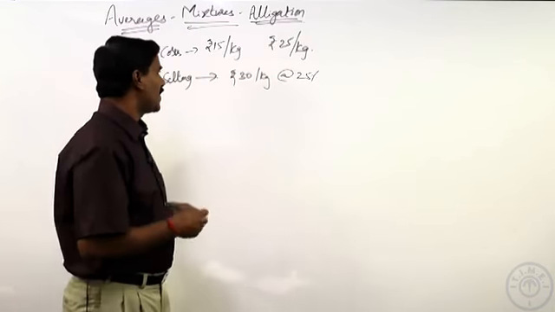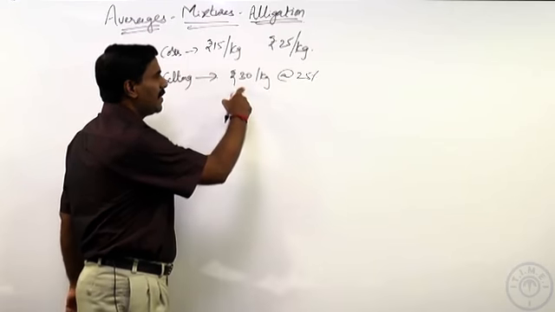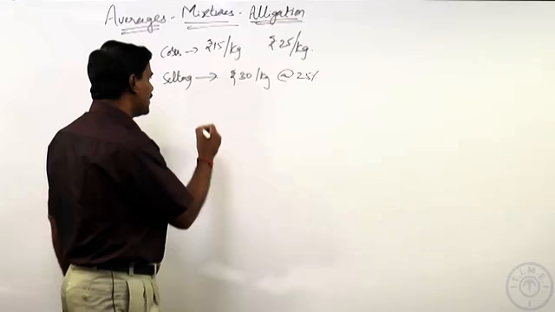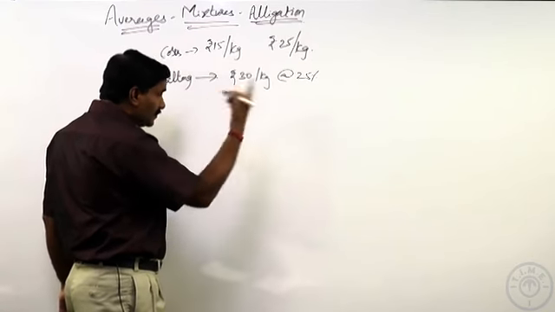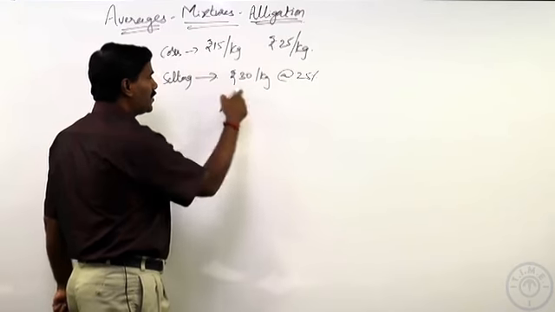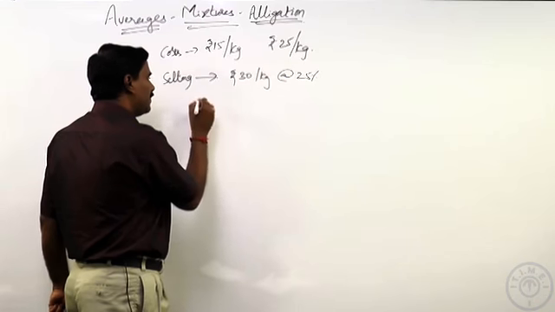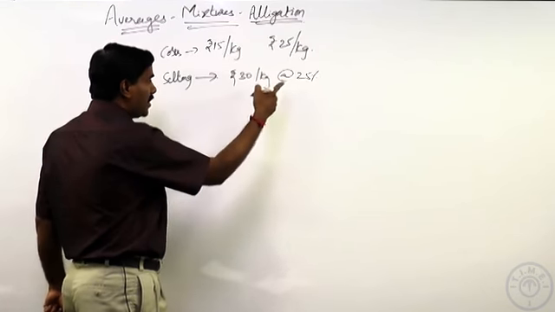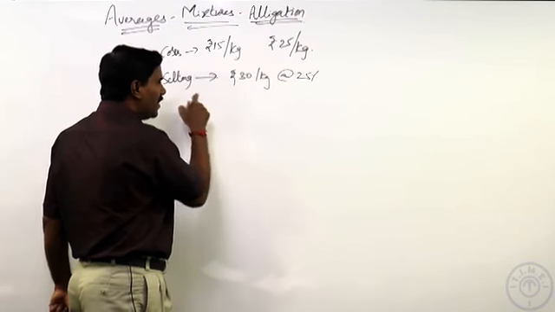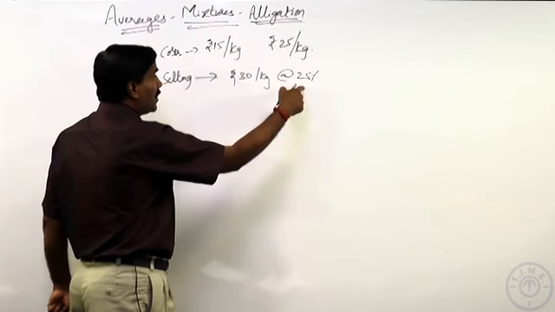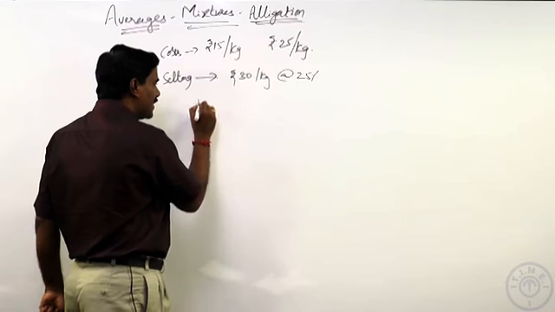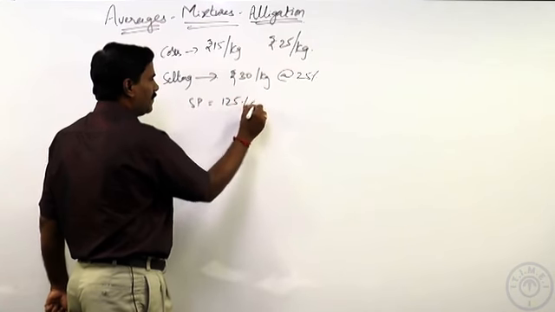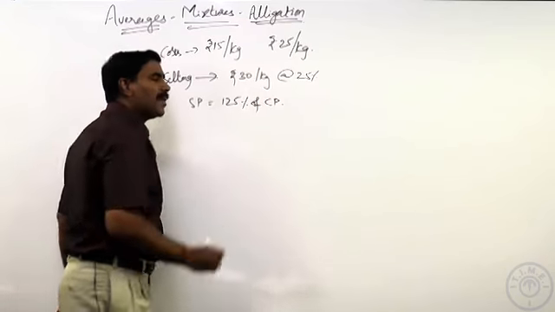Selling price is mentioned as 30 rupees per kg and the profit is mentioned as 25%. Based on this, using our profit and loss knowledge, selling price is expressed in terms of cost price. If we sell a particular item at a profit of 25%, the selling price will become 125% of the cost price. This is the point we have already studied in profit and loss.